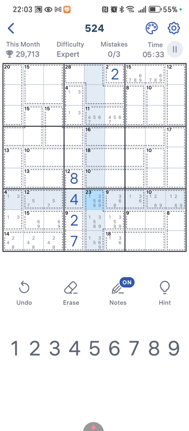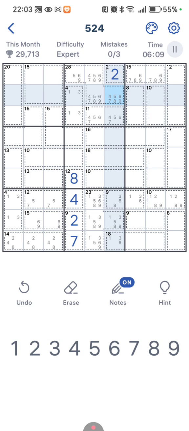28. That's 1, 2, 3, 4, 5, 6. It's got to be 8 and 9. So it's 8 and 9, 8 and 9, which needs 11, of course. 4, 5, 6, 7.